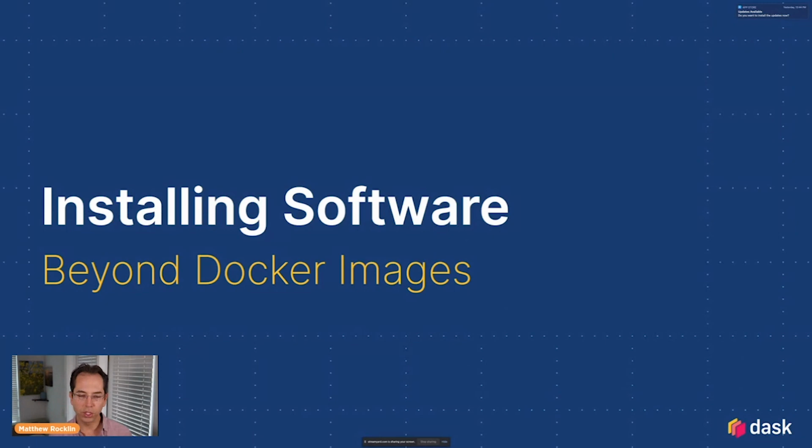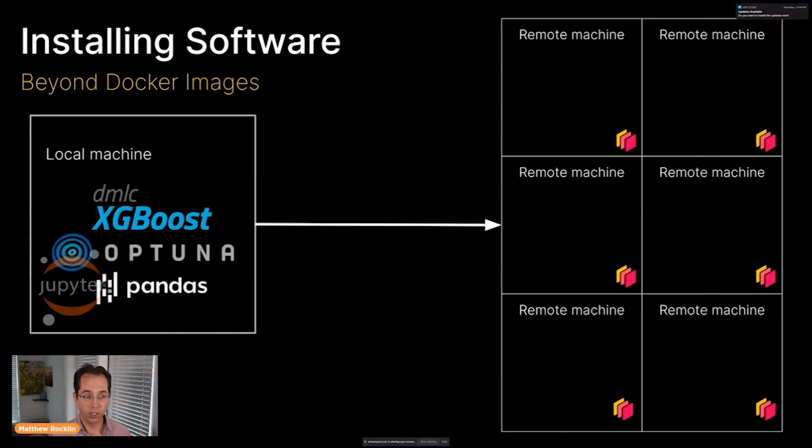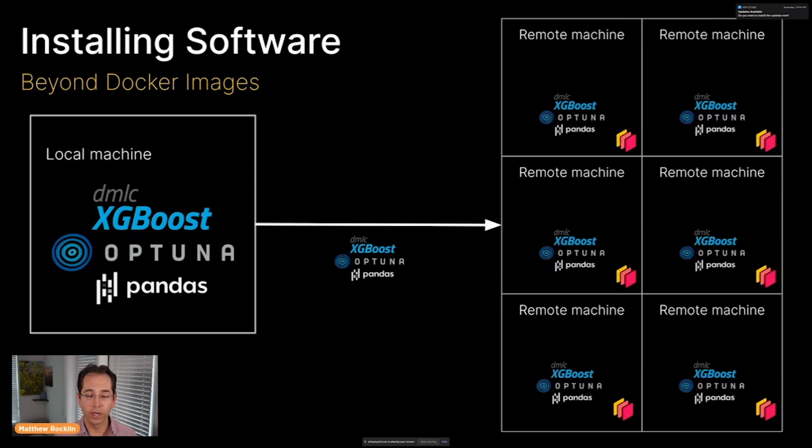Moving on, that was borrowing machines. Let's talk a little bit about installing software. On my machine, I've got some libraries. You saw I've got XGBoost. I was playing with Optuna. I was playing with Pandas. Now I've got to get those libraries over a wire to all of my machines running Dask somehow, right? And how do I do that?